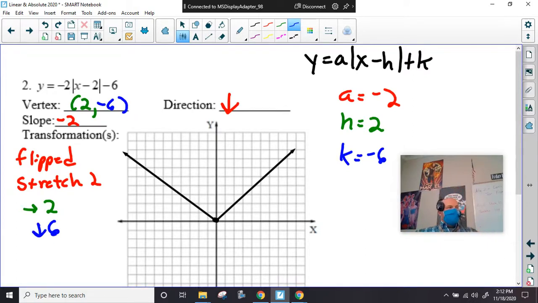So now we actually have everything that we need to put this on the graph. Okay, am I frozen up there again? Okay, good.